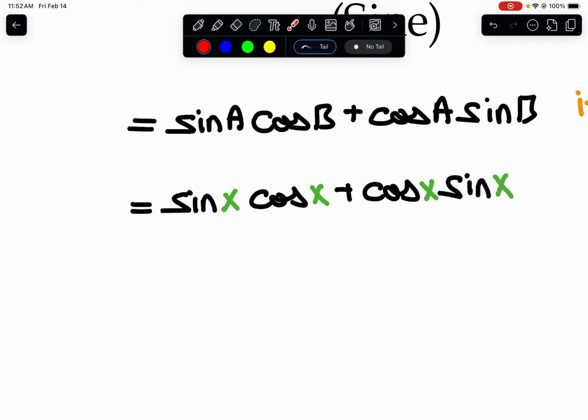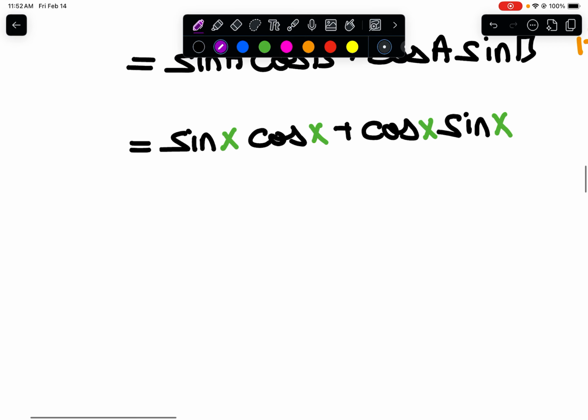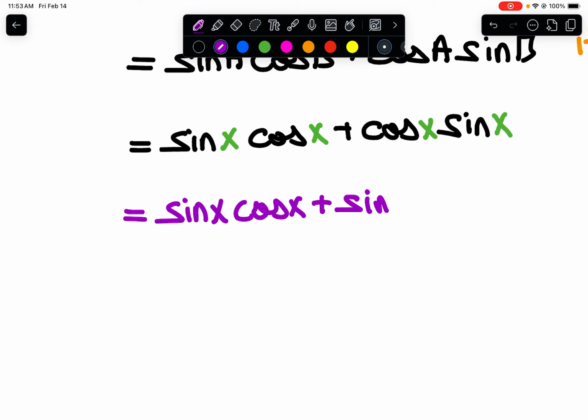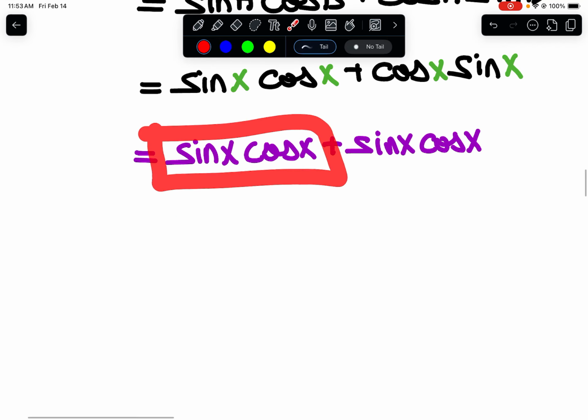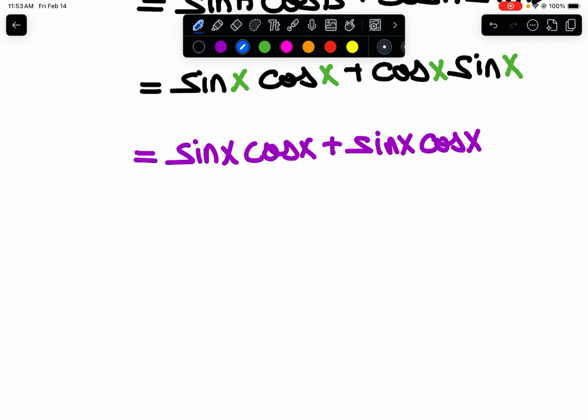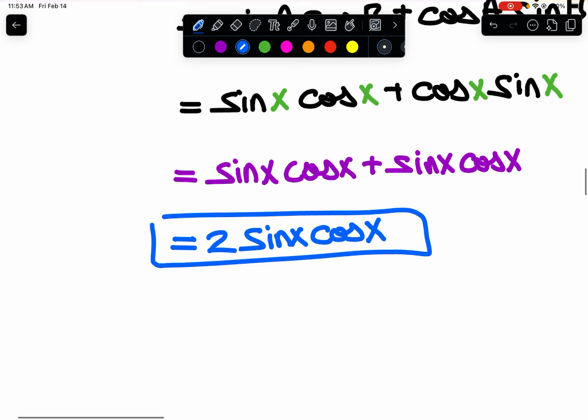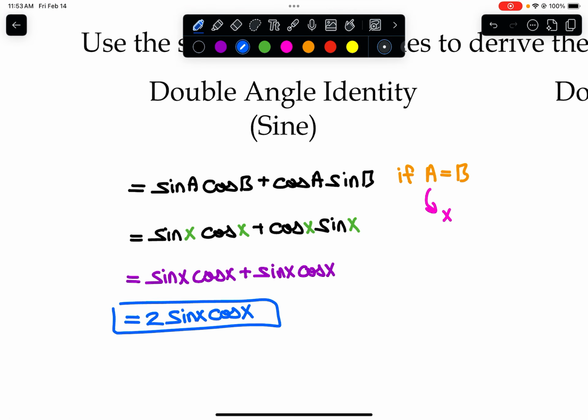Now what I want you to notice is in this first term we have sine times cosine, and in the second term we have cosine times sine, which is the same thing. So I want to rewrite this so that it looks the same. We're going to have sine X times cosine X plus sine X times cosine X. Notice how we have the exact same thing in both of these terms. So when I rewrite my identity when those angles are the exact same, I'm just going to do 2 times sine X times cosine X. So your double angle identity for a sine equation is going to be 2 sine X cosine X.